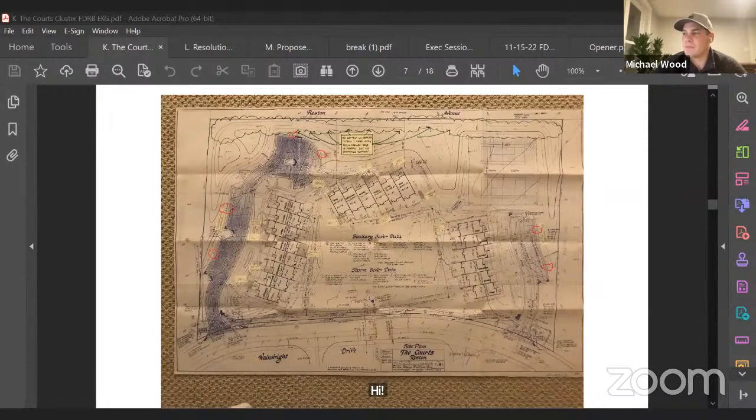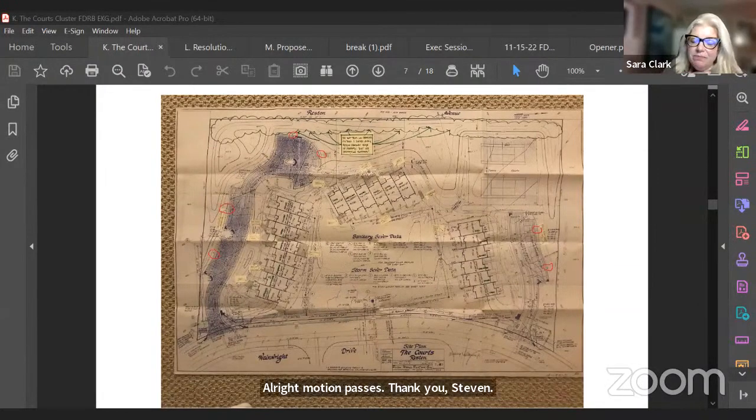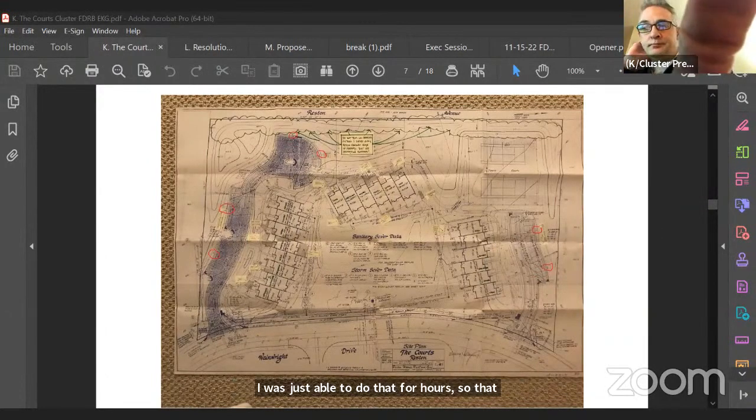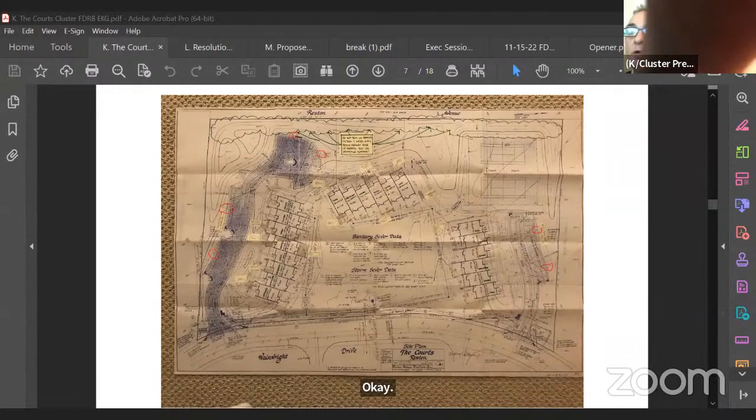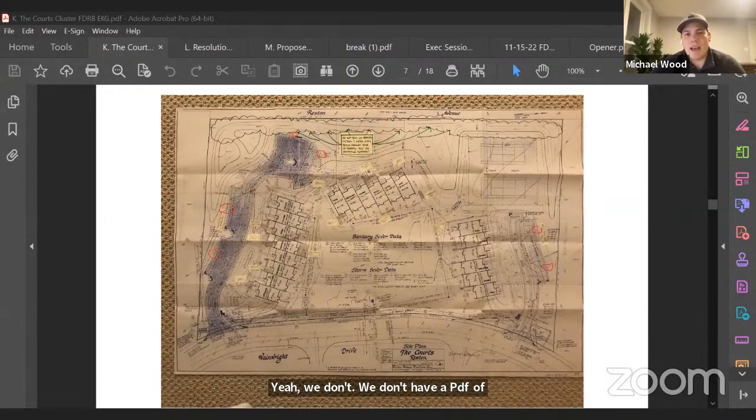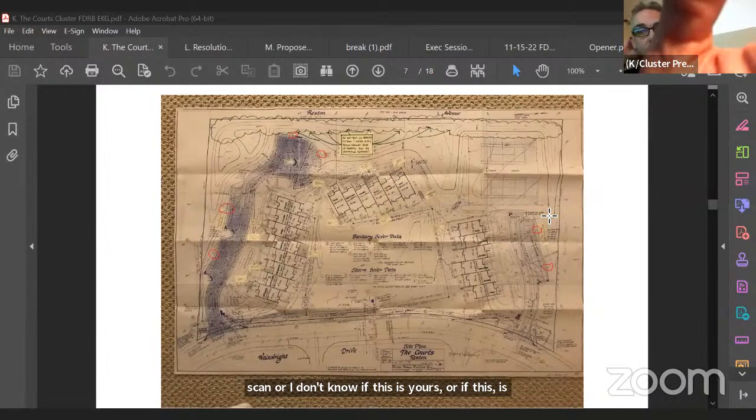Thank you, Stephen. Hey, Stephen, I put it in the chat, but you might also be able to go to Fairfax County's map website and get a PDF of the site plan of your development. I was just able to do that for ours. If you don't have a PDF of the whole thing, I just saw that it's a printout. That's a helpful tool as well. Yeah, we don't have a PDF of that. It looks like you have a scan, or I don't know if this is yours or just a copy of what you have, but it's a huge thing. It's like 4 feet long.